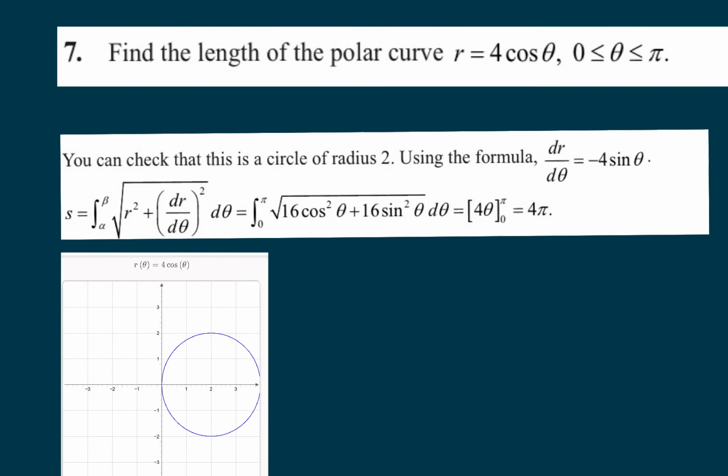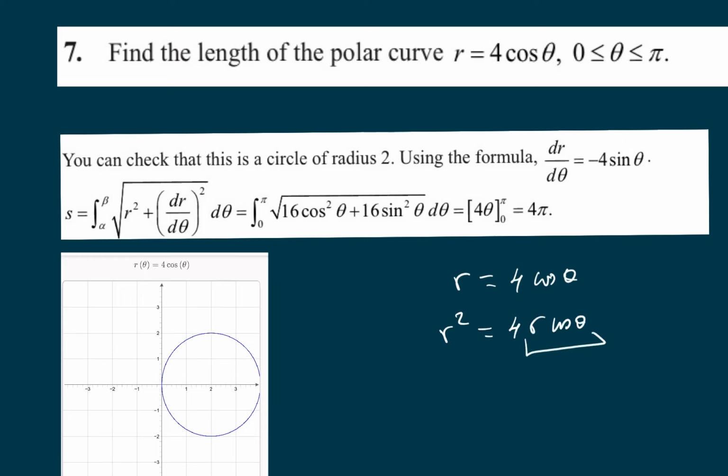The next problem is about the length of a polar curve. Now, the polar curve is 4 cosine of theta. If you represent 4 cosine of theta, it would be this graph. You can use my program for cosine of theta. It will give you this graph. Or you can also, if you remember, we did it: if you multiply by r, you will have r squared equal 4r cosine of theta.